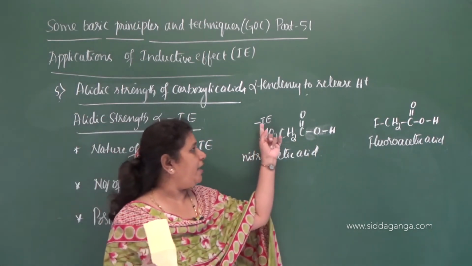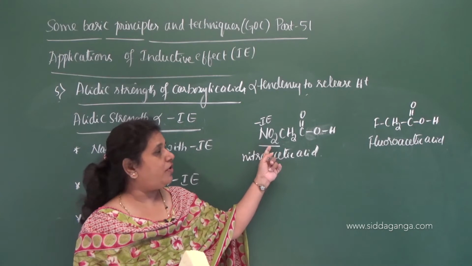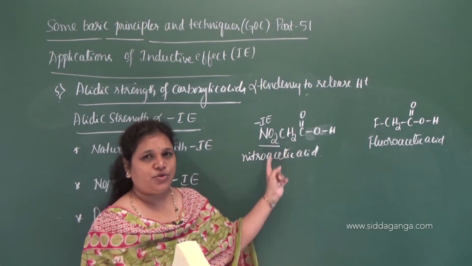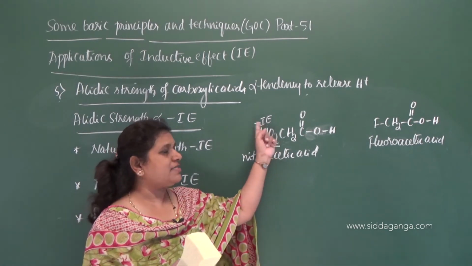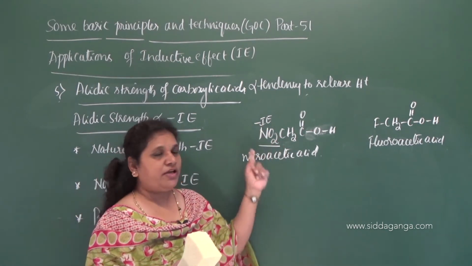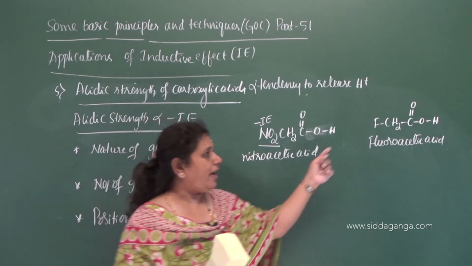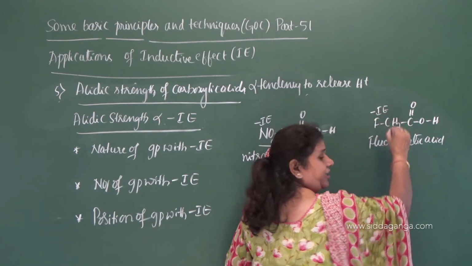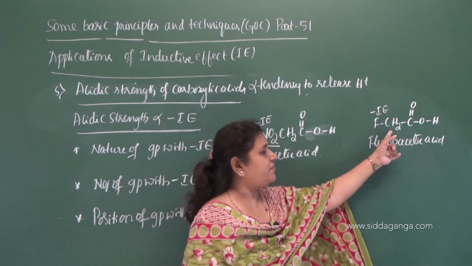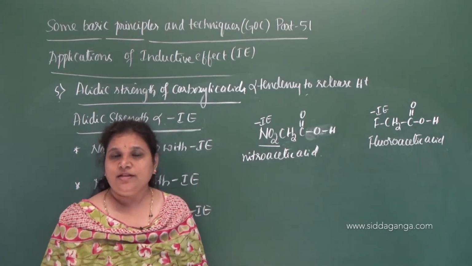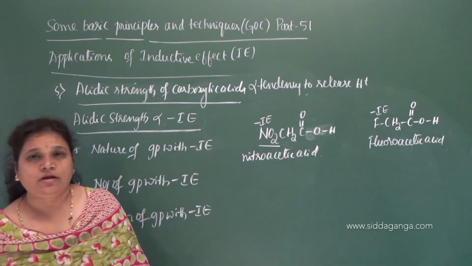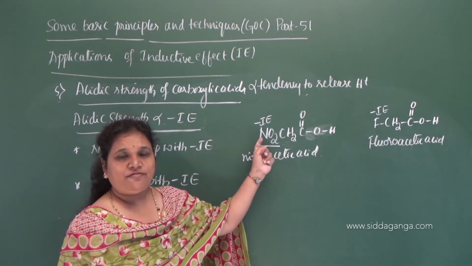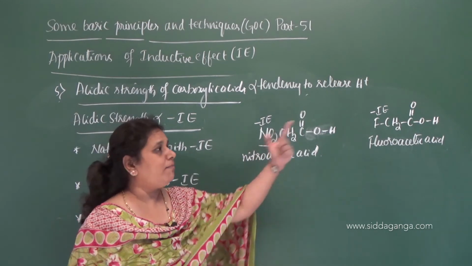This means the negative inductive effect given by the NO2 predominates over the positive inductive effect given by the CH2 group here. So therefore minus I effect is more here. Fluorine also exerts a negative inductive effect and it predominates over the positive inductive effect given by the CH2. Therefore the acidic strength depends on minus I effect here, and as we know, the negative inductive effect given by NO2 is more compared to that of fluorine.